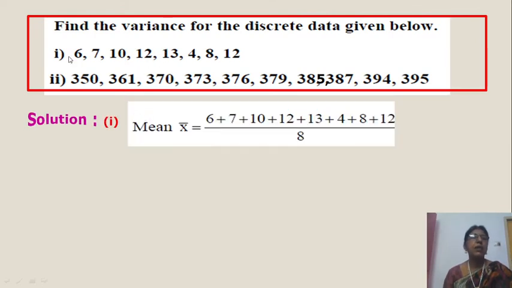First find the mean of the x's. What is the mean of this series? Sigma xi by n. Add all the x's and divide by the number of items, that is 6 plus 7 plus 10 and so on, by 8. We have 1, 2, 3, 4, 5, 6, 7, 8 observations. You get the mean, sigma xi by n. Okay. X bar, that is 9 here. We are going to use the mean method.